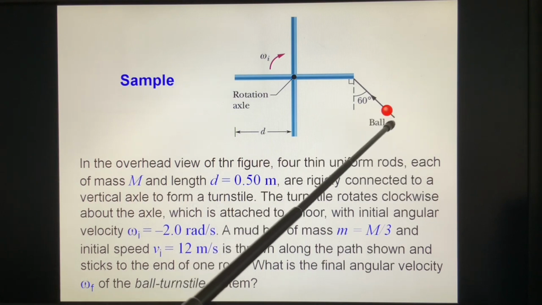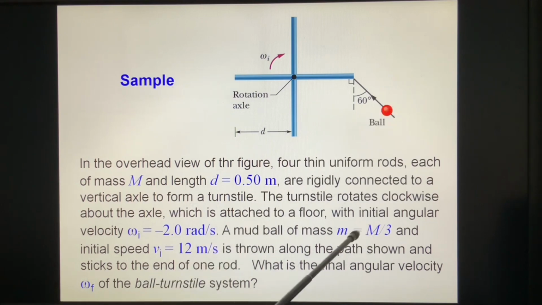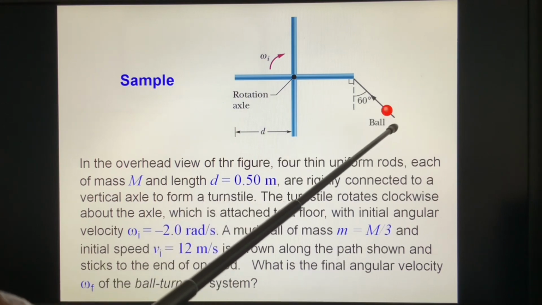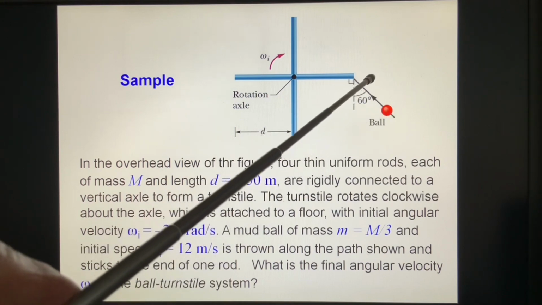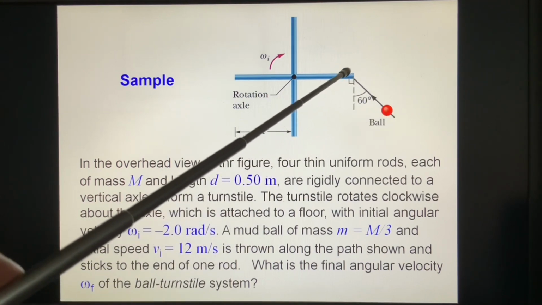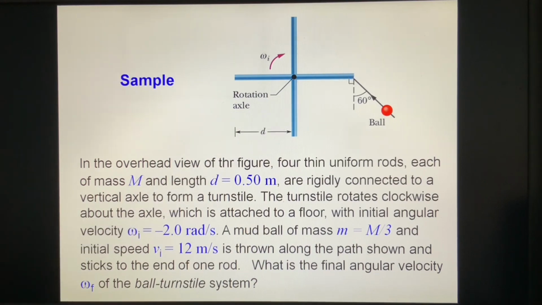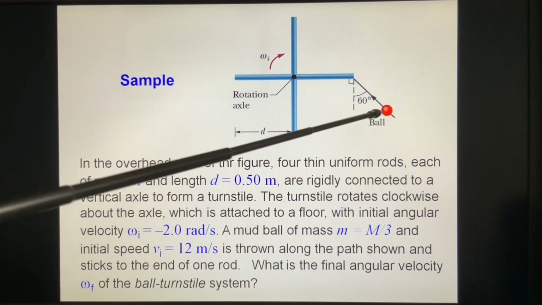A mud ball of mass m equal to M over 3, and initial speed 12 meters per second is thrown along the path shown, and sticks to the end of the wood rod. What is the final angular velocity omega_f of the ball-turnstile system with the ball stuck here?